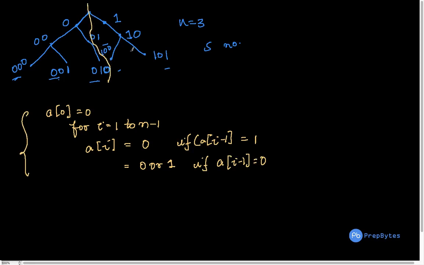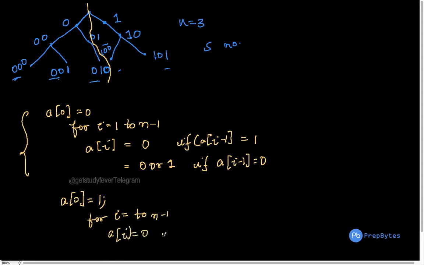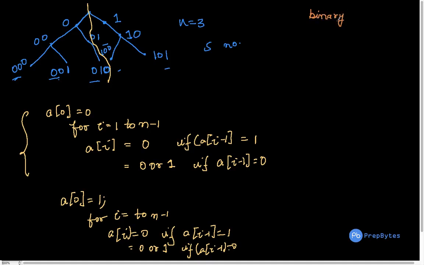Okay, now for this branch we will do a of 0 is equal to 1, and a similar thing for i equal to 1 to n minus 1: a of i is equal to 0 if a of i minus 1 is equal to 1, else it is going to be 0 or 1 if a of i minus 1 is 0. Let's just try and form a code out of this. Okay, so let's say the method is binary. We have to decide what the parameters are going to be and how the parameters are going to change.